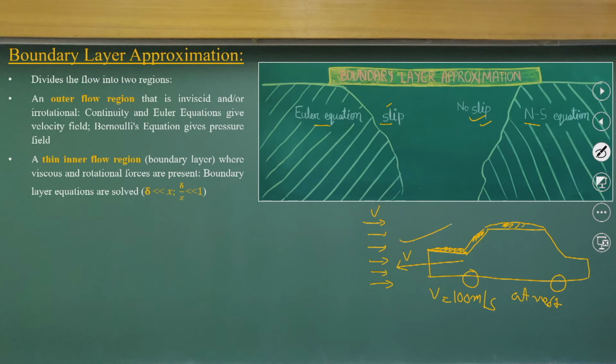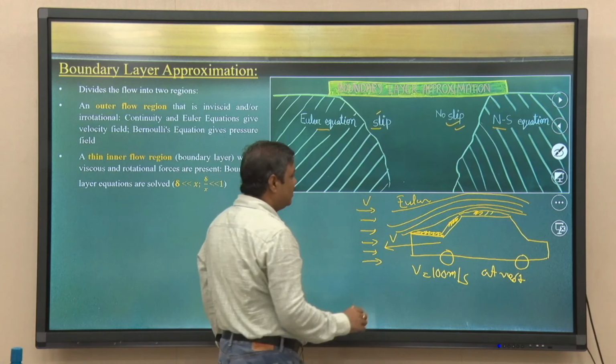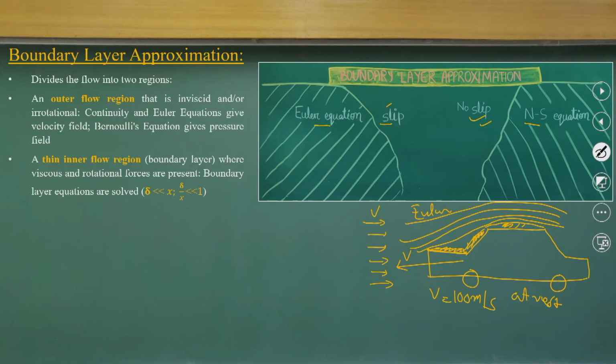At the top, the flow will go like this, where the Euler equations are valid. That is not a big issue. Here, the Euler equation is valid, but the boundary condition in the Euler equation is a slip condition, while in reality it is not a slip condition, it will be no slip, and there is a formation of boundary layers.